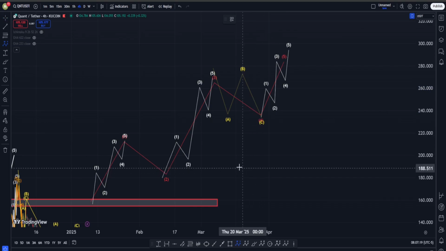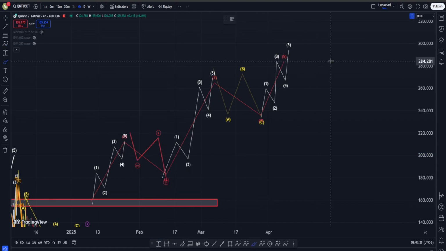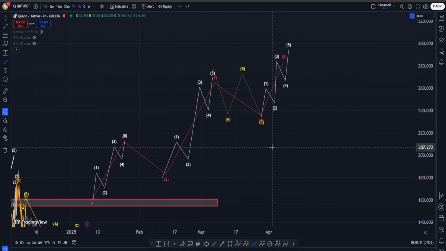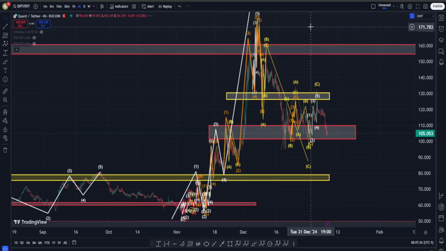Now, for wave 2 and 4, we can have different possibilities. Let's say ABC into 4 and a WXY into wave 2. So basically, if we can find this whole move on the upside with all the sub waves, we are allowed to be bullish on any chart. Let's go in here and see what is going on.